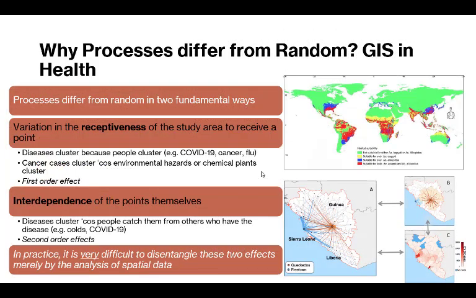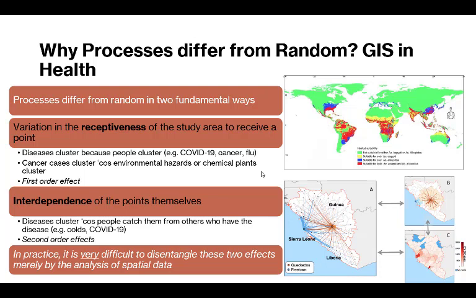So, how and why do we need to look at the spatial dimension when it comes to health? And the question could be reframed as: why do health outcomes or health related data or incidents differ from random? There are two fundamental reasons.